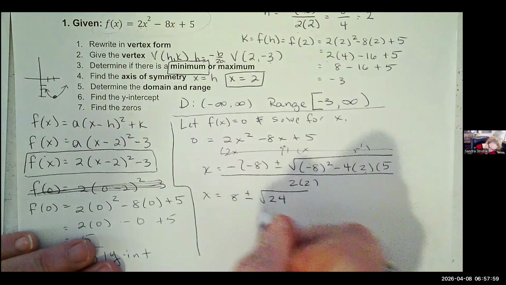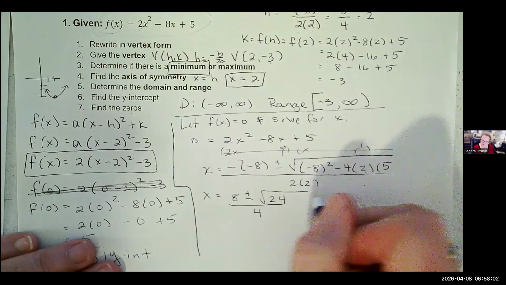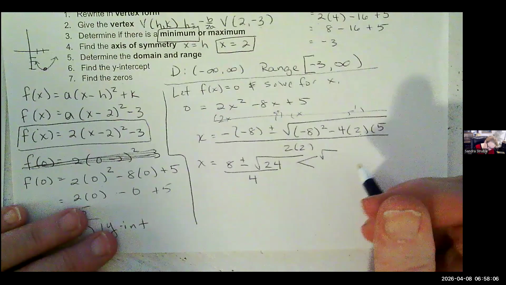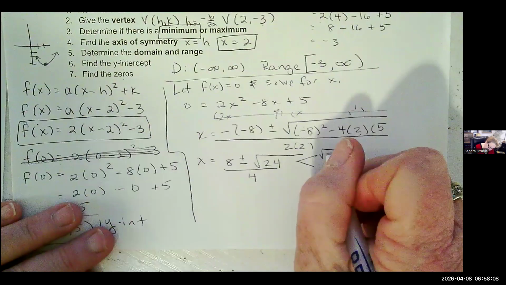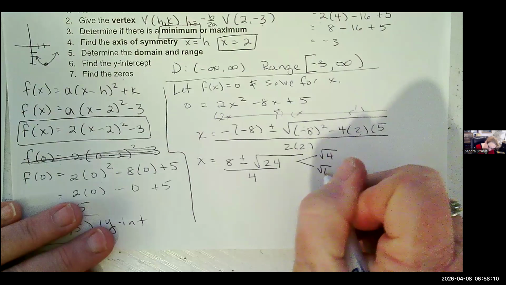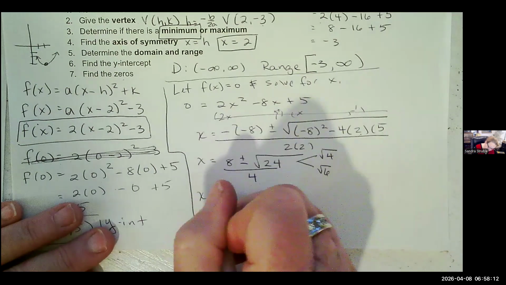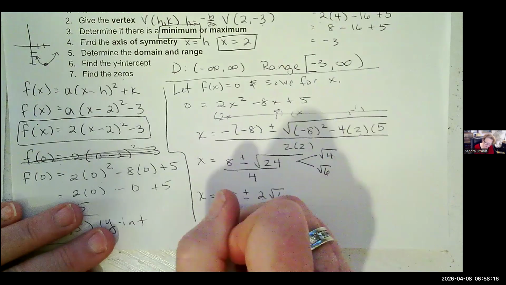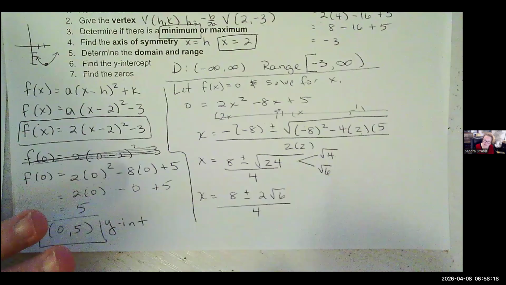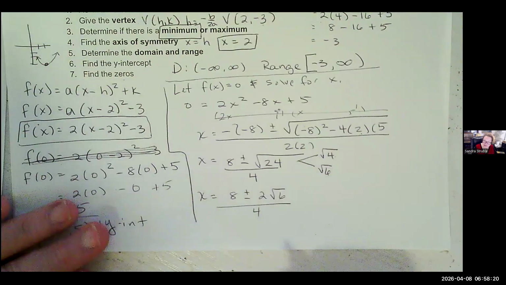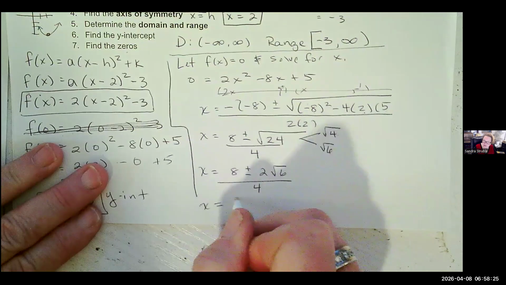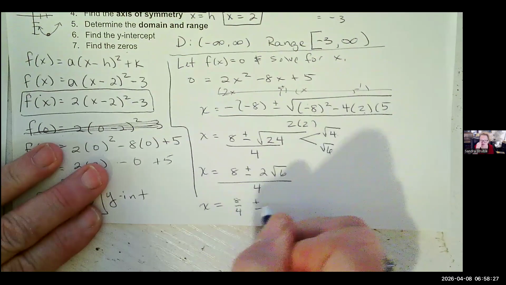Now, this breaks down into the square root of 24. It does have a perfect square in there, which is 4, and it leaves you the square root of 6. So when you rewrite this, because you do want to reduce, square root of 4 is 2, square root of 6 over 4. I find students make fewer mistakes if you don't write it like this and you instead write it as 8 over 4 plus or minus 2 square root of 6 over 4. I find they make fewer mistakes.